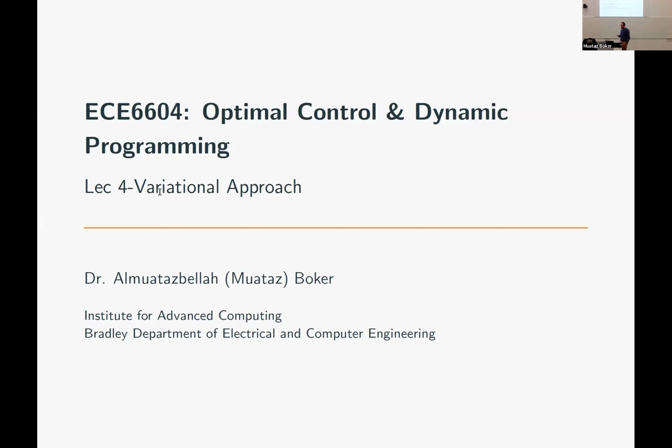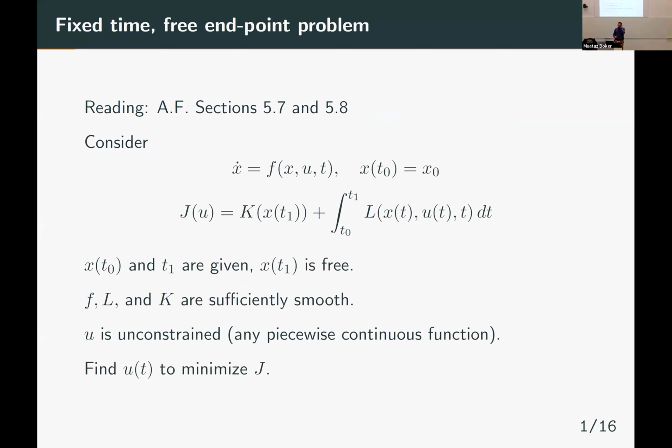Why is it an approximate solution? Because we are assuming that the perturbation is small. So as long as we are near the optimal point, then this is a good solution. Okay, so I'll explain what I mean later on. So we are going to apply the variational approach to solve this problem: fixed time, free endpoint problem.